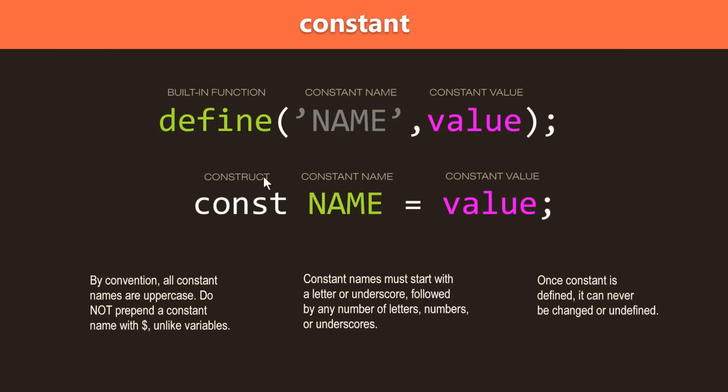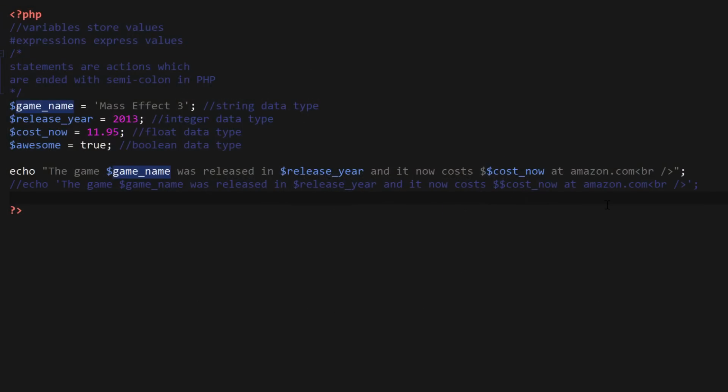So that's one way to define a constant, and the second way, which I actually prefer, is to use the construct or the keyword const followed by the constant name, and then just like the variable we use the equal operator and then the value. By convention, all constant names are uppercase and never prepend a constant with a $ sign, unlike the variable. Another really important thing to note is that, just like the name says, constants never change once they have been defined.